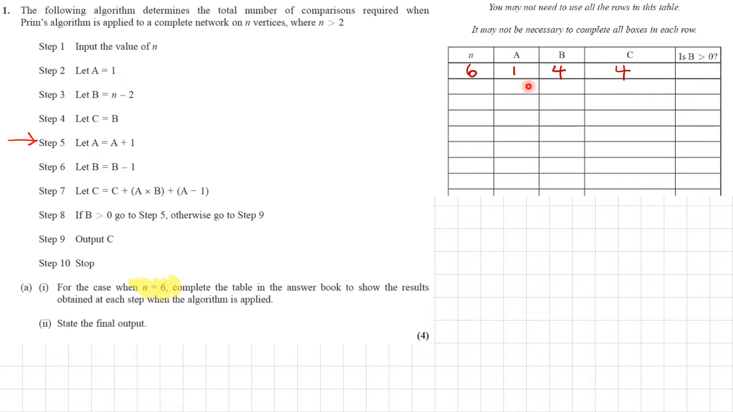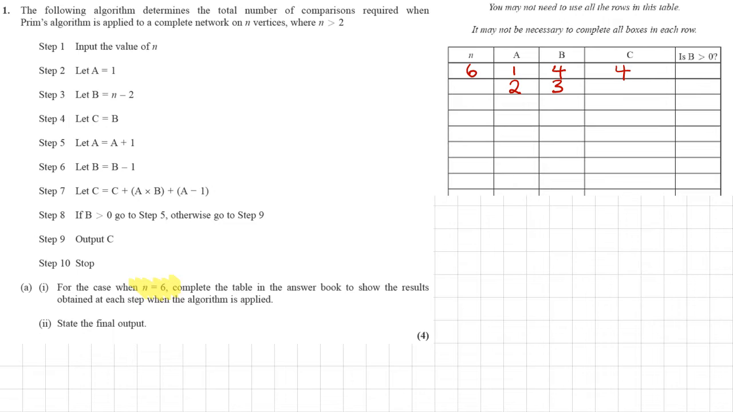Okay, so this needs to go on the next row. So if a is going to be a plus 1, we would add 1 to a. So that now becomes 2. Step number 6, that is let b equal b minus 1. In other words, we just take 1 away from b. So we have 3 in the table there.